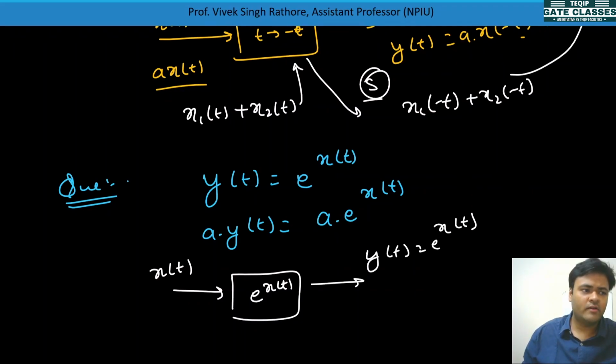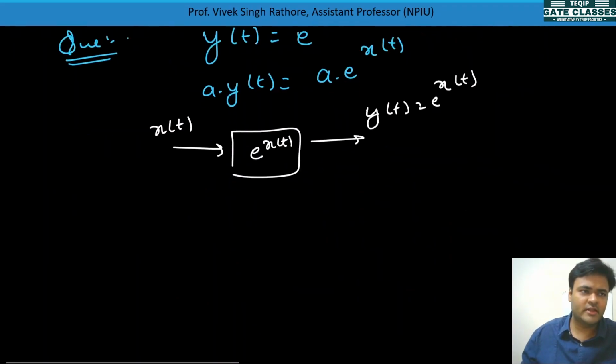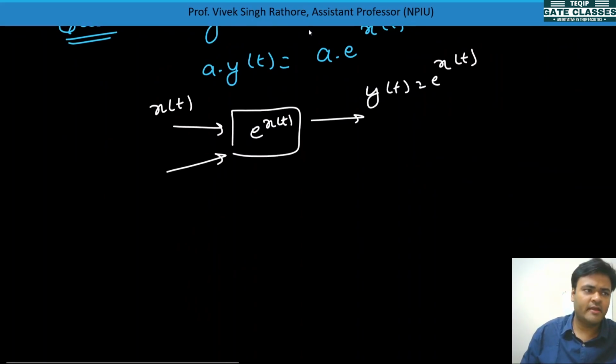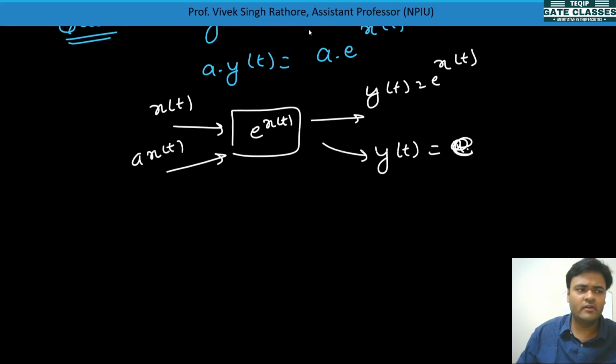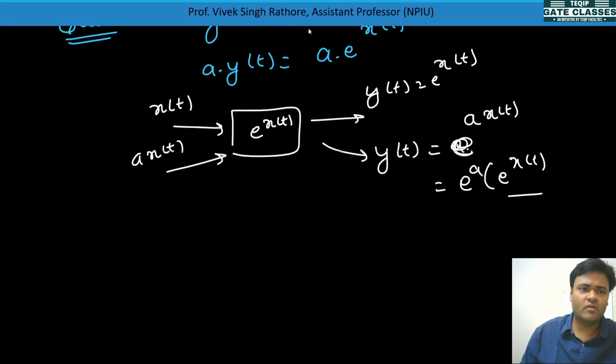Now if you give the input as a times x(t), the output will be y(t) equal to, it will take the exponential of whatever input is there, so e to the power a x(t). So it will be e to the power a x(t), which is not equal to a times e to the power x(t).